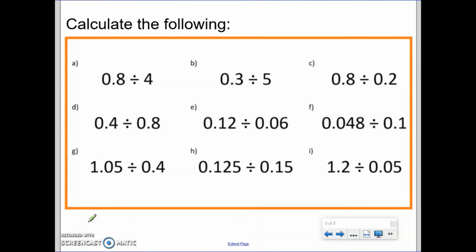Okay, here's another set of questions for you to have a go at. For each question, if you can again show me a full written method of how you found your correct answer. If you look at question A and B, you will see that the number you are dividing by is already a whole number, is already an integer. So for question A and B, you may not be required to multiply the question by 10 or 100, as that second part of your division is already a whole number. For each of these questions, can you show me a full written method? Could you pause the video and have a go at all questions now?